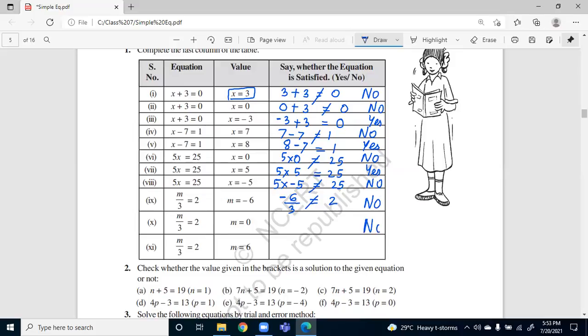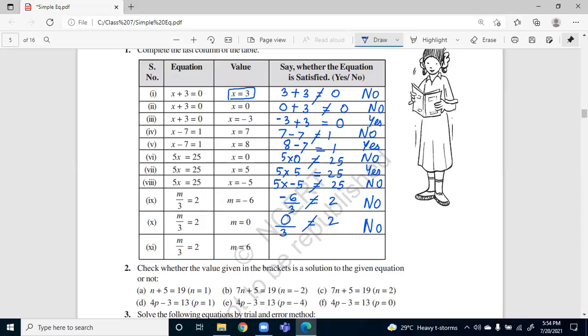Why? Ma'am, if I put in place of m 0, then 0 by 3 is 0. So 0 and 2 are not equal.